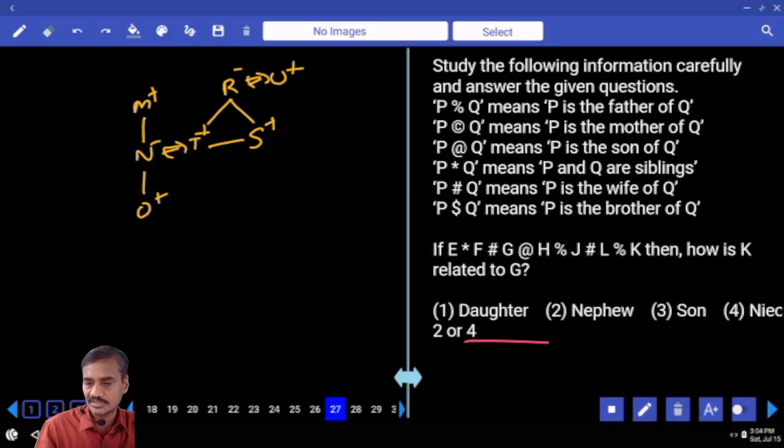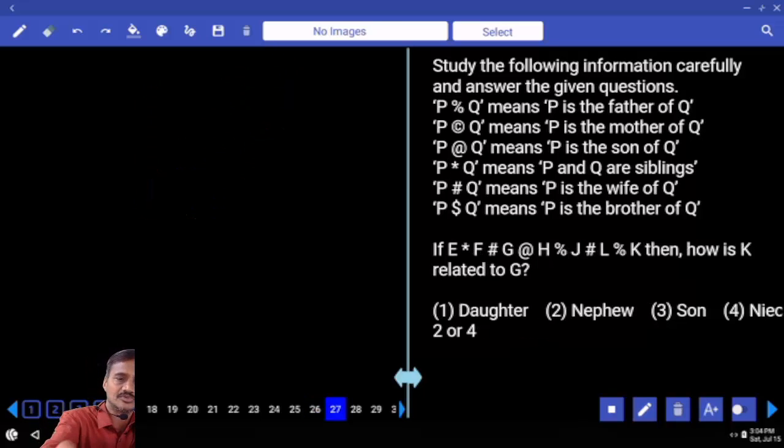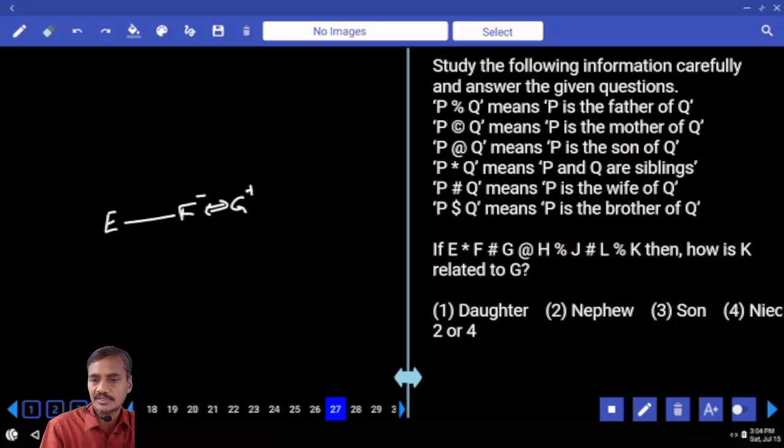Then 27. Now in this one, how is K related to Z? E star. E and F are siblings to each other. F hash. F is the wife of G. F is a female. G is a male. And G at the rate of. Now G is the son of H.